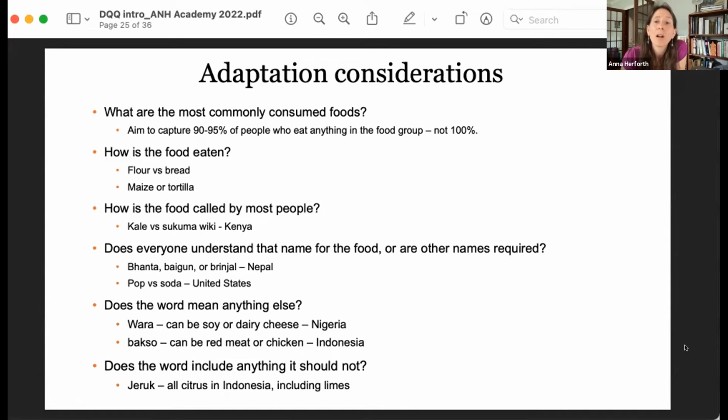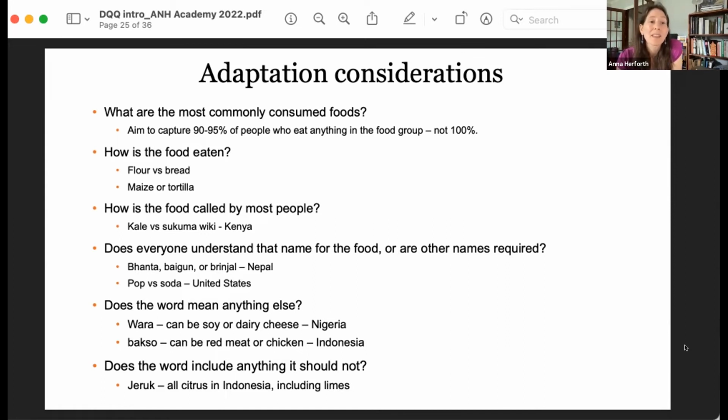How is the food called by most people? For example, in Kenya, kale is very, very common, but we wouldn't ask, did you eat kale? Because most people call it sukuma wiki. So we would ask, did you eat sukuma wiki? Thinking through, does everyone understand that name for the food, or do we also need other names?